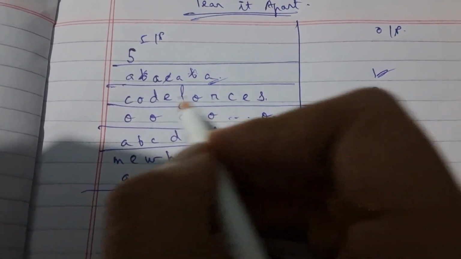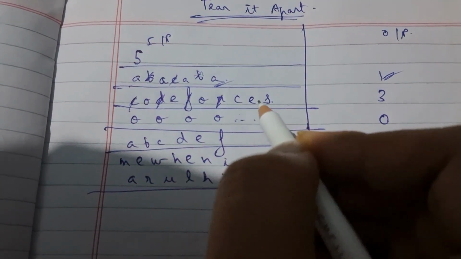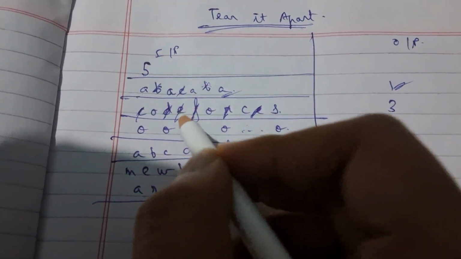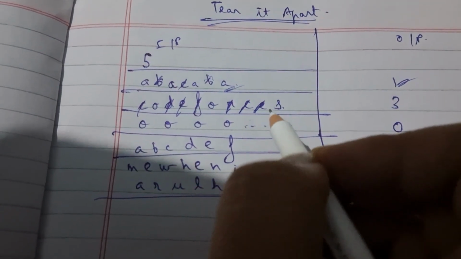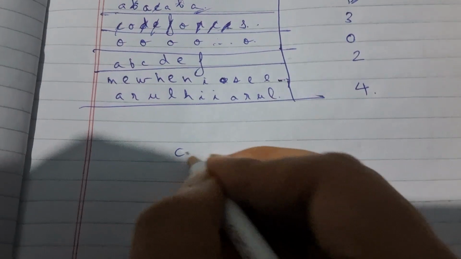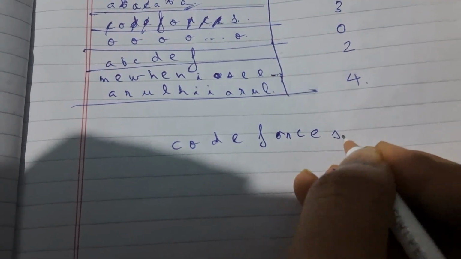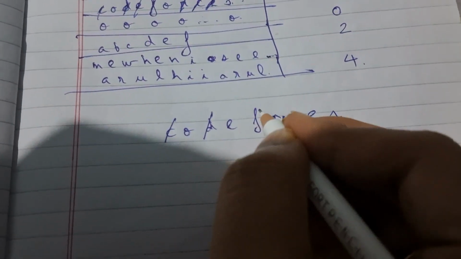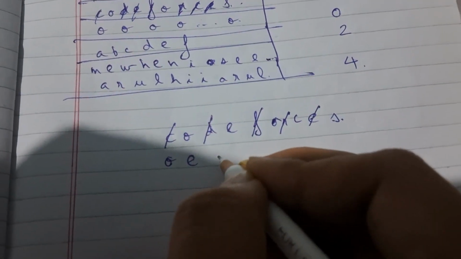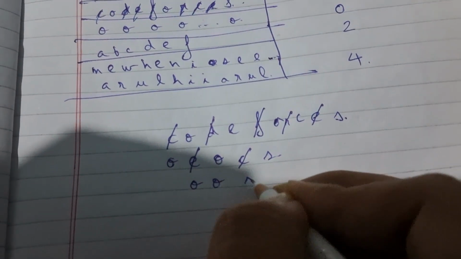For Codeforces, we can delete C, then D, then F, then R, then E, right? And in the next round we can delete E and then C. Remember one thing, since I have deleted these, C and S now are adjacent. Okay, let me do it. So let's say codeforces. I was deleting C, D, F, R, E. So now it becomes O, E, O, C, S. So now I am deleting E and C. Now it becomes O, O, S. Now I am deleting S.